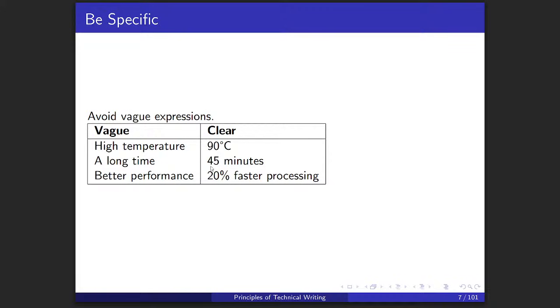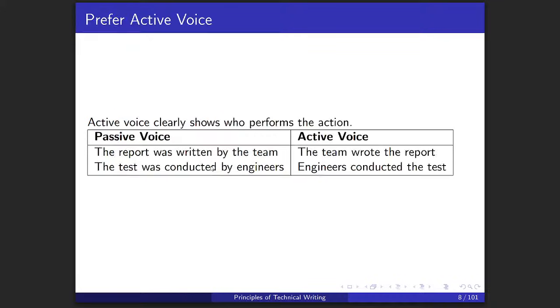So that's why your writing should be clear, direct, and specific. Okay. So prefer active voice. To maintain clarity, you need to prefer active voice. Active voice clearly shows who performs the action.